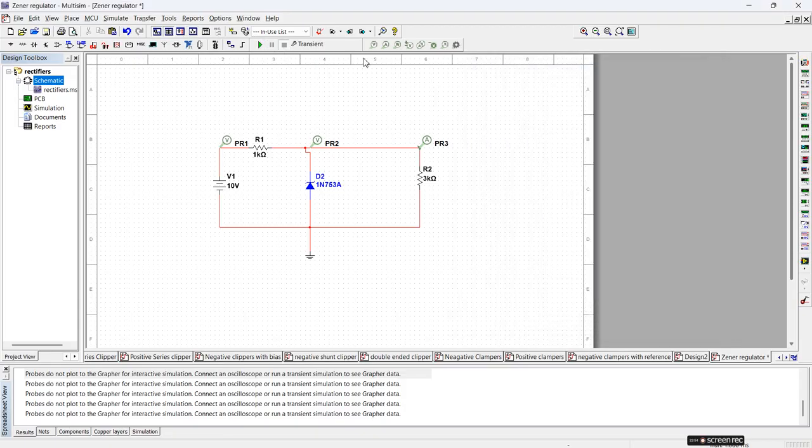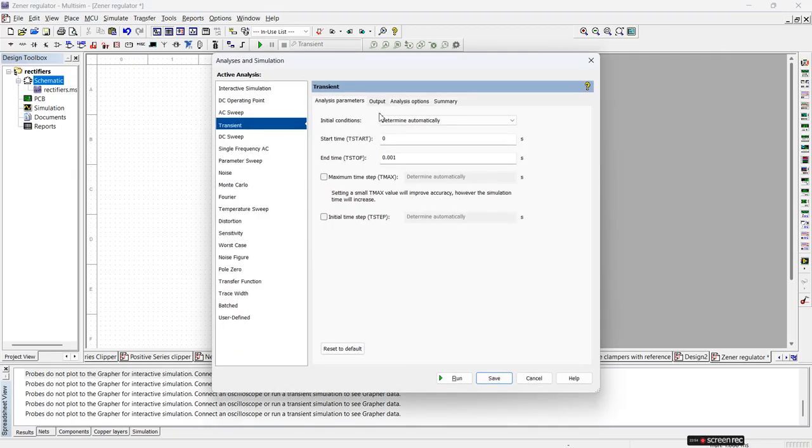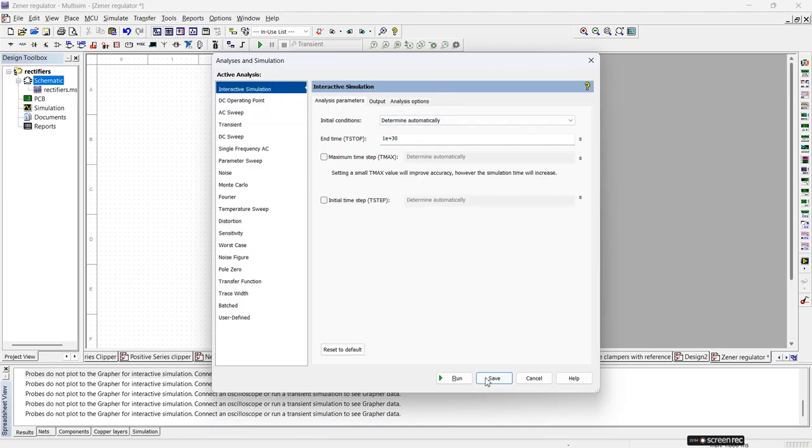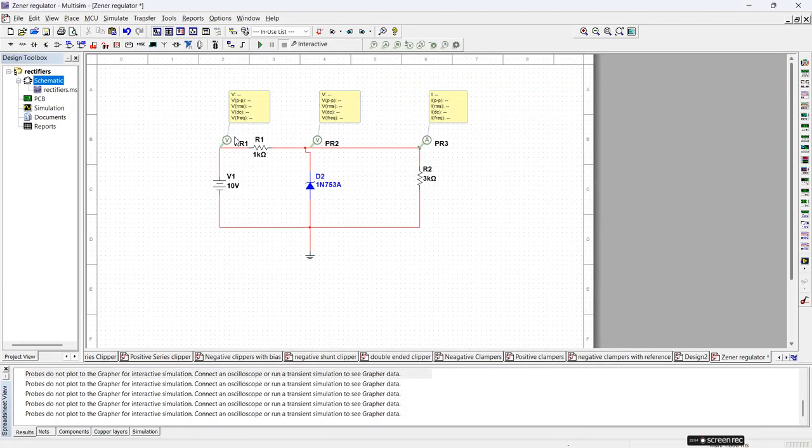Before the transient, I show that in the probes. Here I'm using voltmeters for output and input, and if you want to measure the current, you can use the ammeters. The probes are here. So now run this.